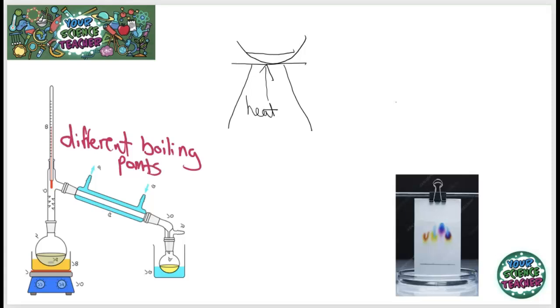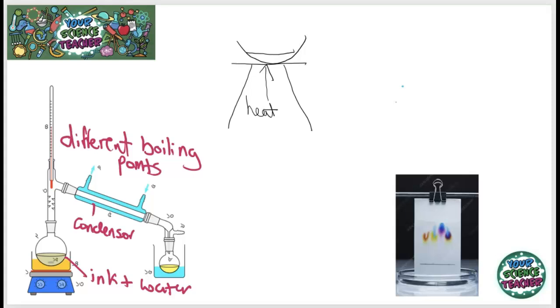Now, water has quite a low boiling point, so if it was ink and water inside there, what would happen would be the water would evaporate, go up here and go down into what is called a condenser. And in this condenser, the water would turn back from a gas into a liquid before being collected down here.